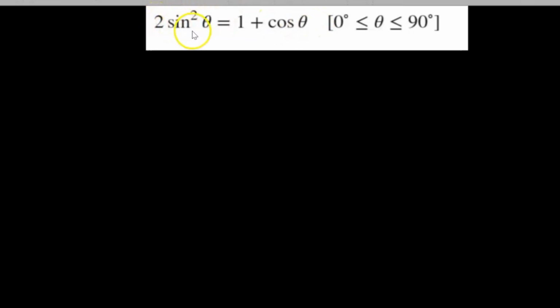We have 2 sine squared theta on the left hand side, and cos theta on the right hand side. The very first problem we have here is a lack of uniformity: sine squared theta and cos theta. To solve a quadratic equation, we need everything in terms of the same trigonometry function.